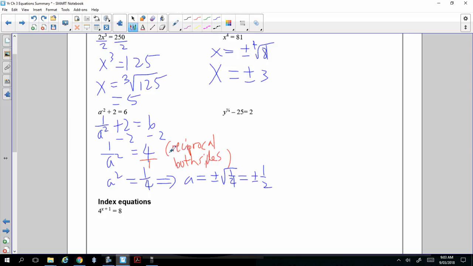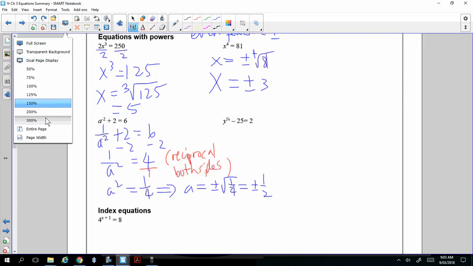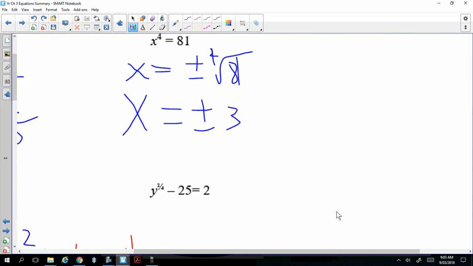Let's look at fractional power as well, okay? Alright, so there's an exercise on powers. Make sure you do all the questions because they can be a bit difficult. Let me write this problem again over here.